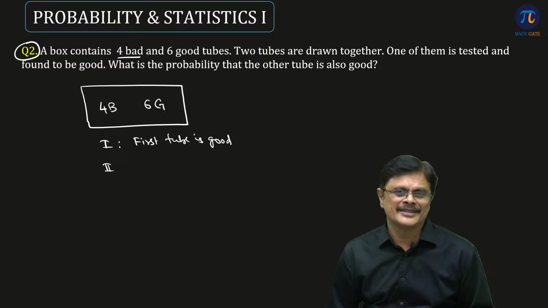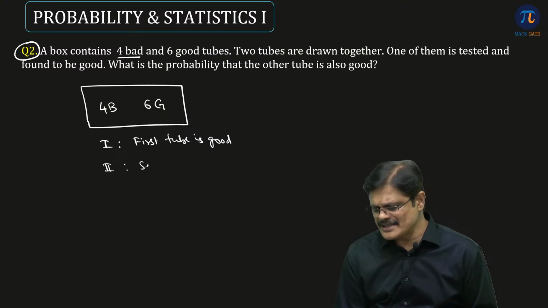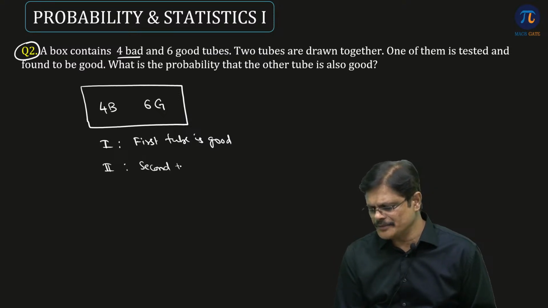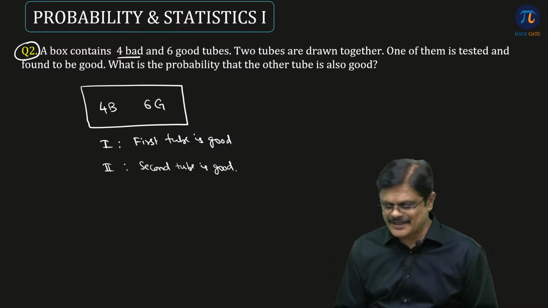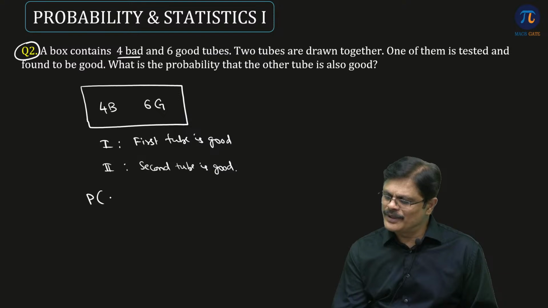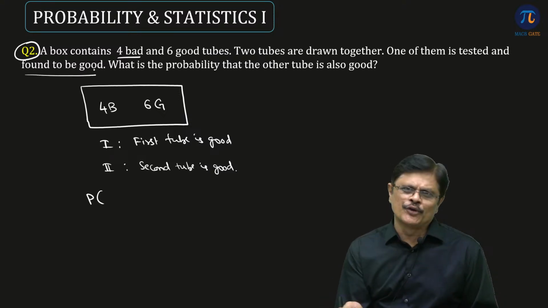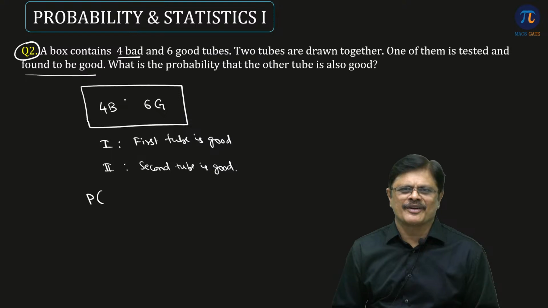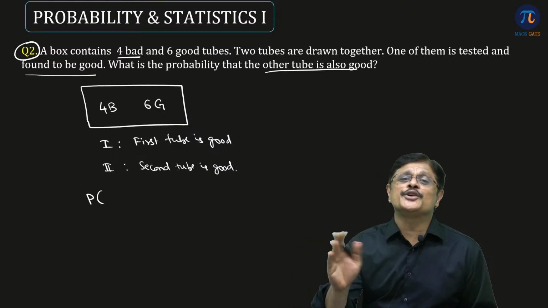This is the event. I call it as first tube is good. The second event is second tube is good. Now the question is, what is the probability that one of them is tested and it is found to be good? So one of them I call it as first one. First one is found to be good. What is the probability that the second tube is also good?